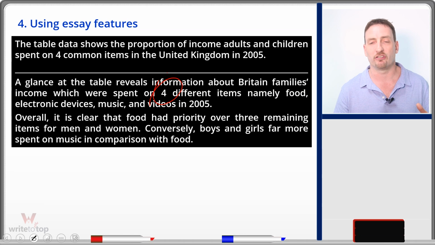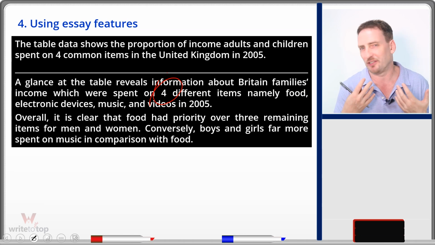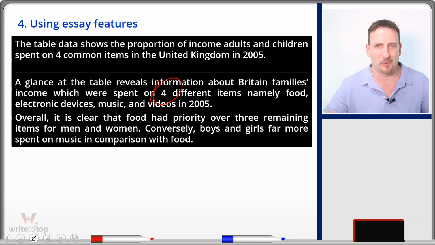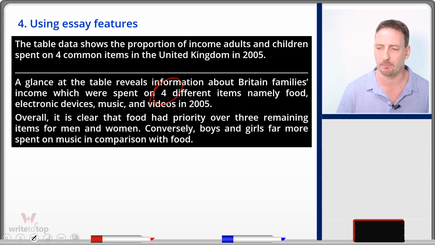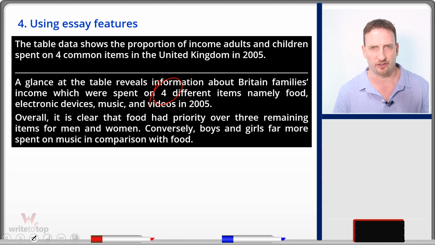Okay. Overall, so here's your overview statement. "It is clear that," if it's clear, you don't need to mention it's clear. Just say what the clear thing is, right? "Overall, it is clear that food had priority over three remaining items for men and women. Conversely, boys and girls far more spent on music in comparison with food." Don't worry about the grammar for now. Worry about how you're building sentences.